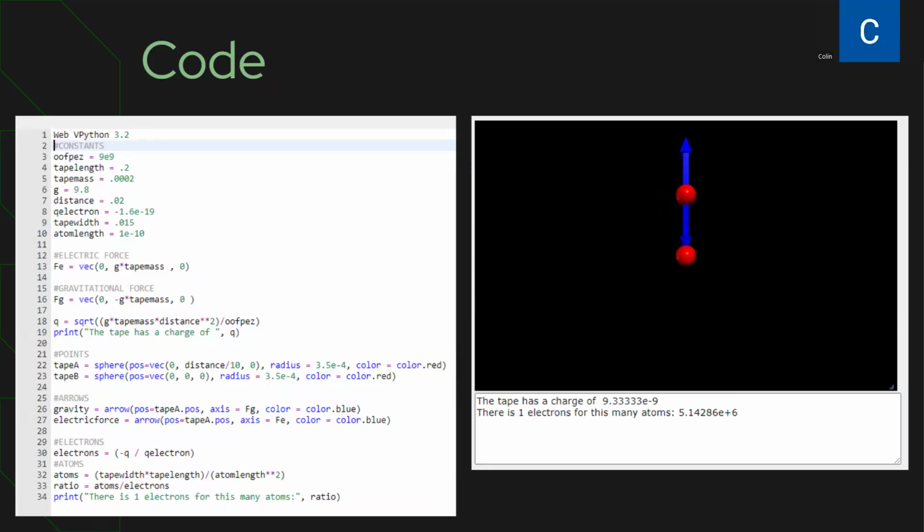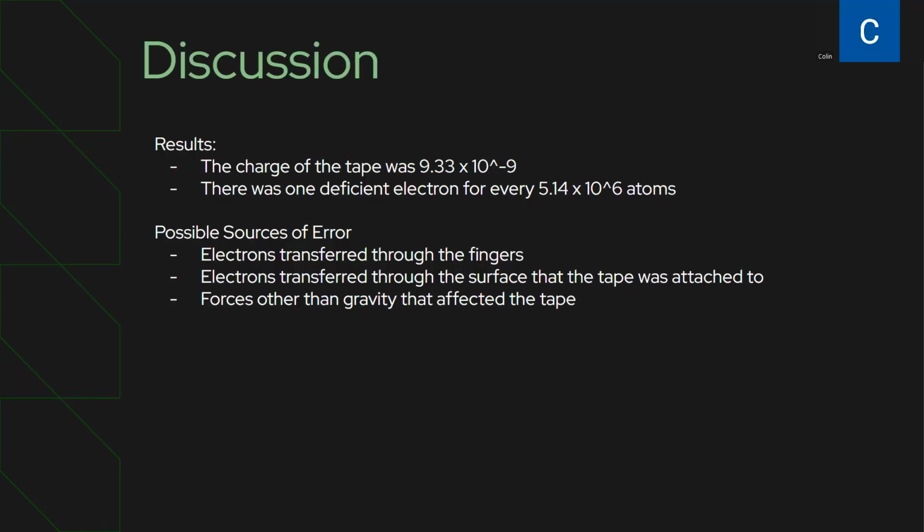All right, and here's the code. We drew out the free body diagram where the top is the top tape that is being displaced as the bottom tape approaches. And here you can see that we find that the tape has a charge of 9.3 times 10 to the negative 9, and that there's one electron for 5.14 times 10 to the 6 atoms.